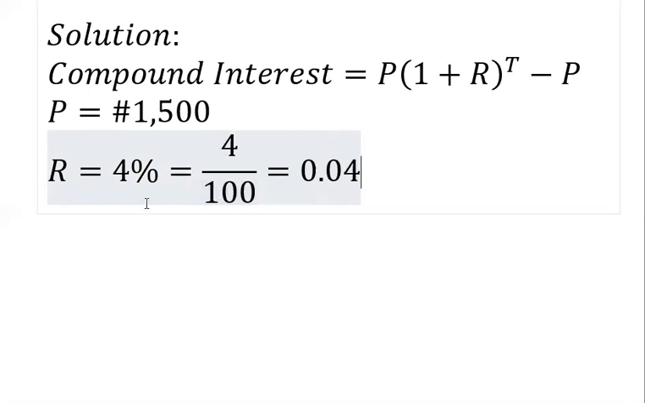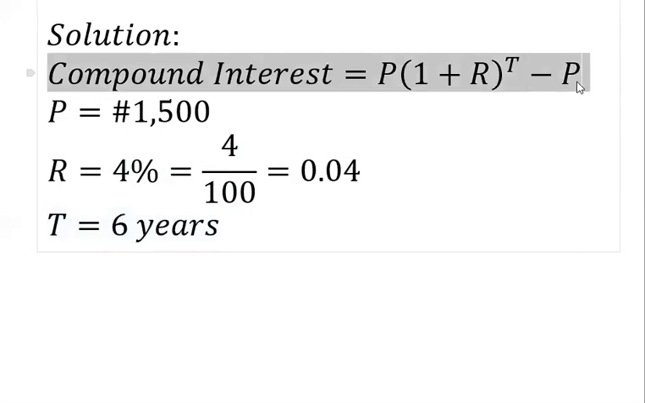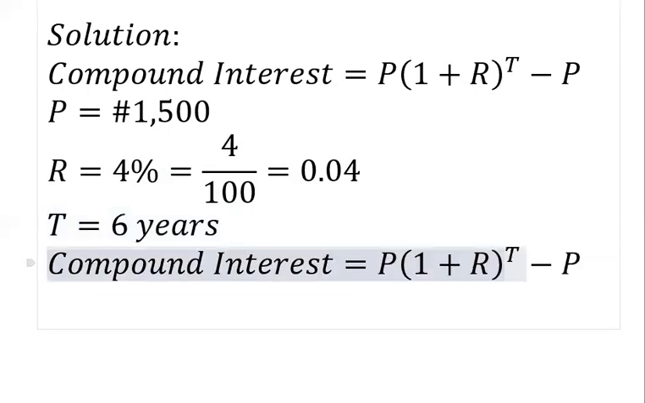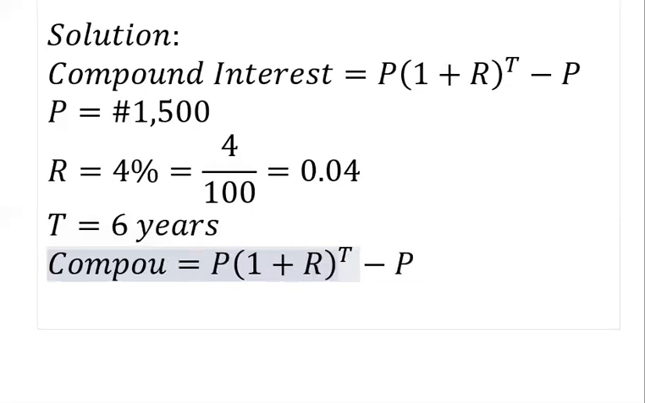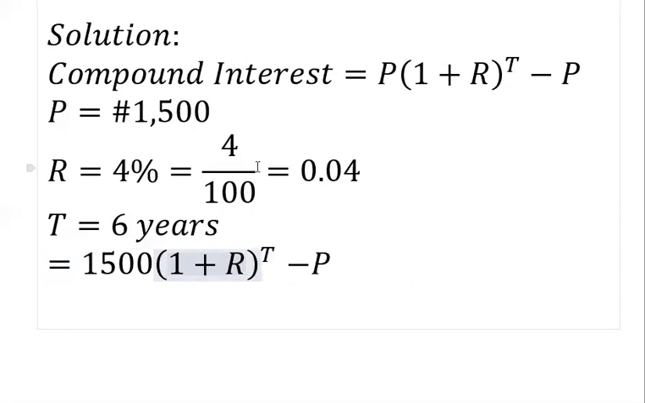Then our time. We're told our time this time around, that's 6 years. So with this, let's just apply straight into our formula. So let's just deal with this so we can have enough space. So our principal is 1,500. Open bracket 1. Our rate, we've been able to convert our rate because it's 4%. That's 0.04.